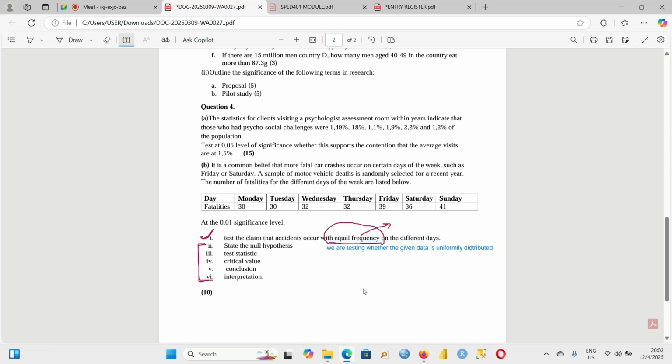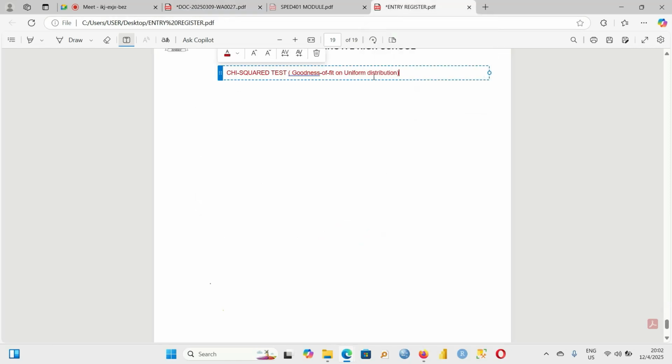So this is the test. When they're saying test the claim that the accidents occur with equal frequency on different days, we are testing whether this data is uniformly distributed. All right. So this is the type of chi-squared that we want to look at: goodness of fit on uniform distribution.